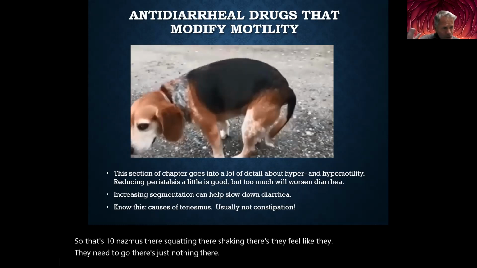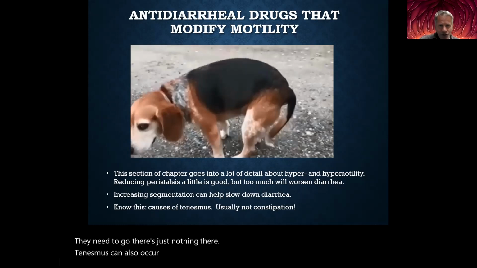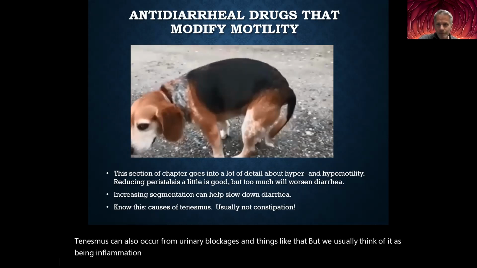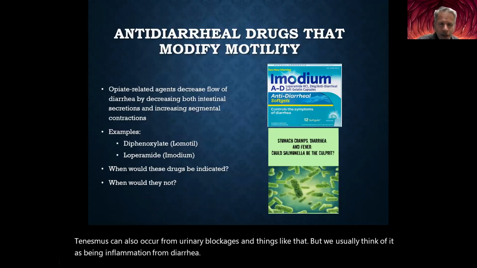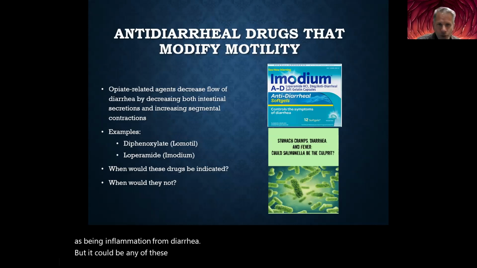Tenesmus can also occur from urinary blockages and things like that, but we usually think of it as being inflammation from diarrhea. But it could be any of these things. All right, so what can we use to modify motility?